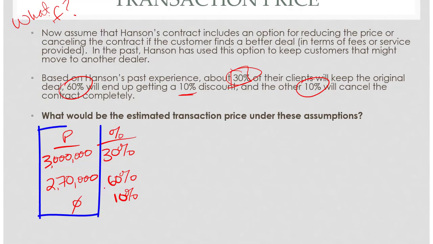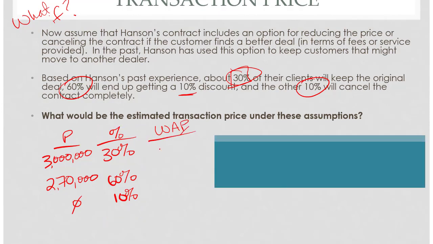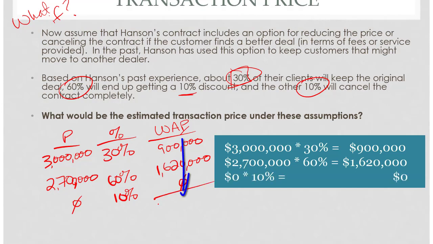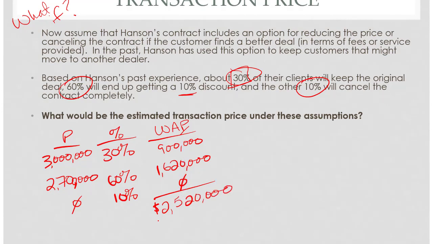Now that I know the amounts I'll probably get and the probability of getting each amount, I can get a weighted average price. 3 million times 30% is 900,000. 2,700,000 times 60% is 1,620,000. And 10% times 0 is 0. If I add that up, I will use for my transaction price this amount. Everything I do moving forward will be based on this 2,520,000 and not the 3 million, because this is my best guess on what I think I'm going to get.